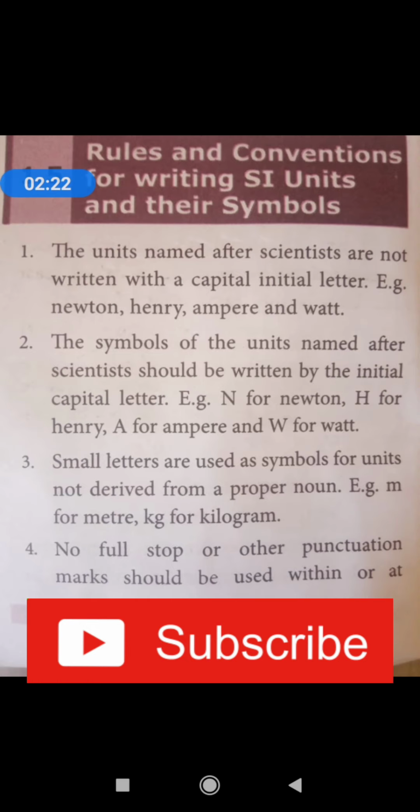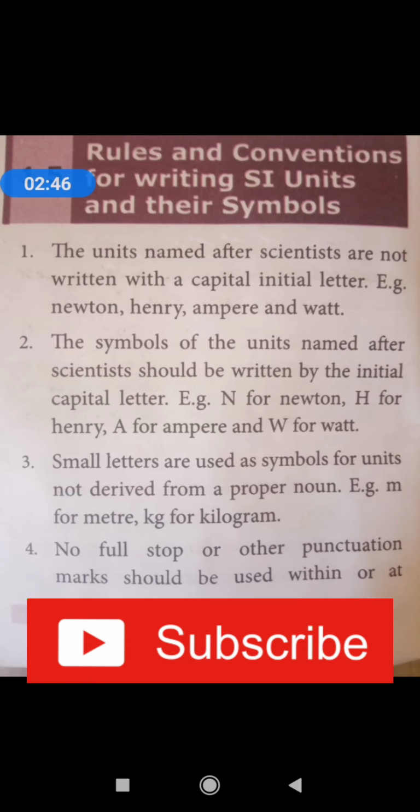Third rule, small letters are used as symbols for units not derived from a proper noun. For example, when we write the meter, we should use the small letter m. For kilogram, kg, small letters k and g we should use.